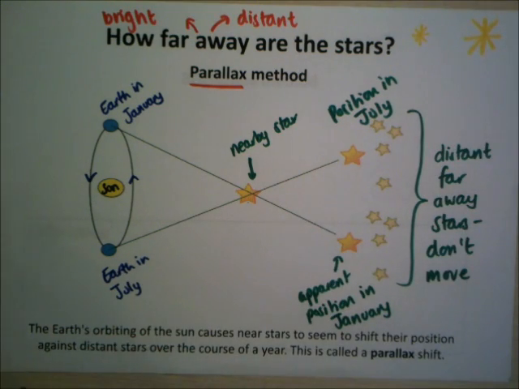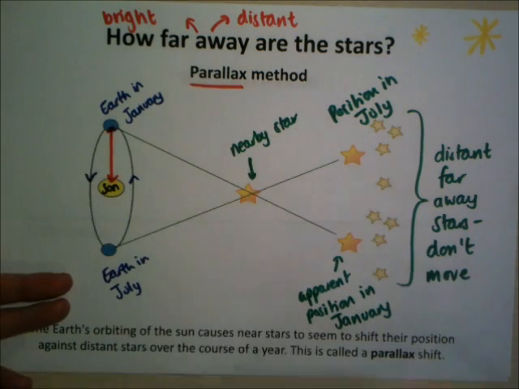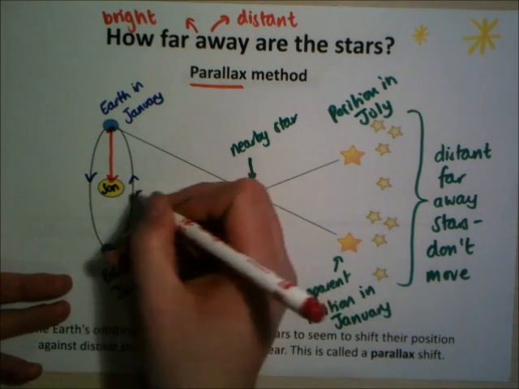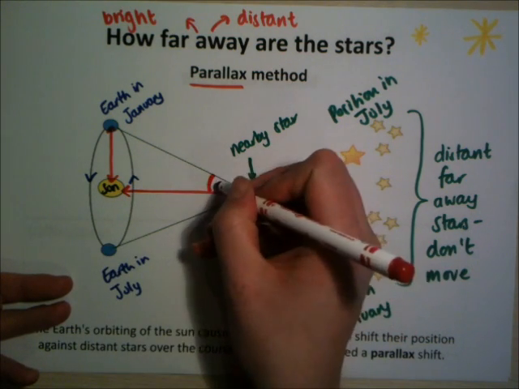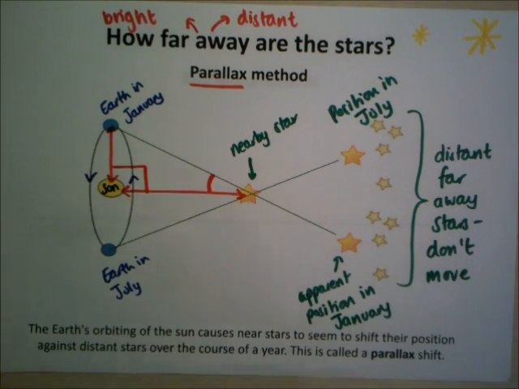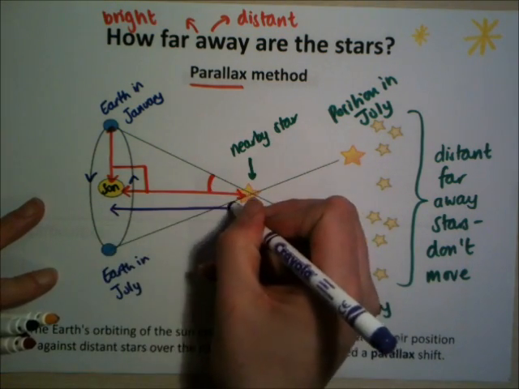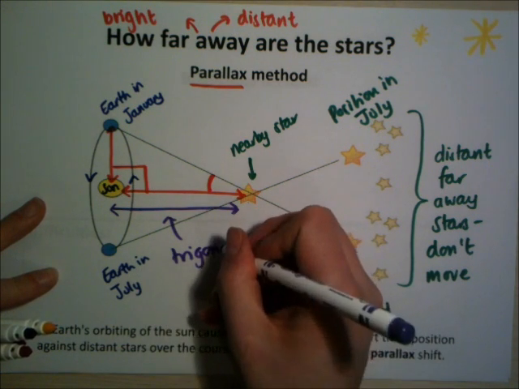Now you can see this has made a triangle. Now I know this distance, I know how far it is to the Sun. And I can work out what this angle is. Okay, I know that as well. Now this is a right angle here, so I can just use trigonometry to work out this distance. Okay, and that is using trigonometry.